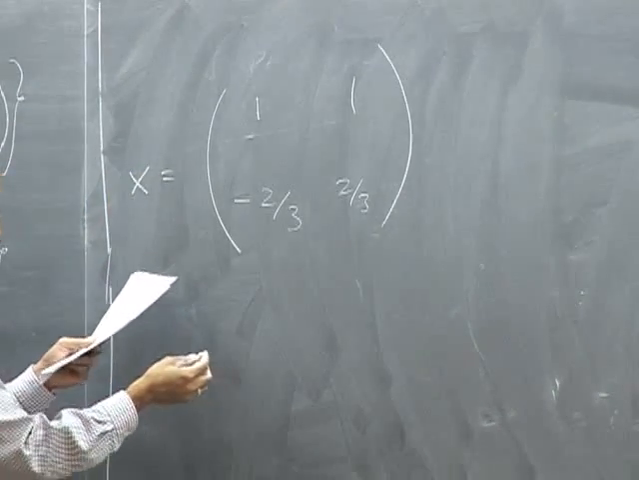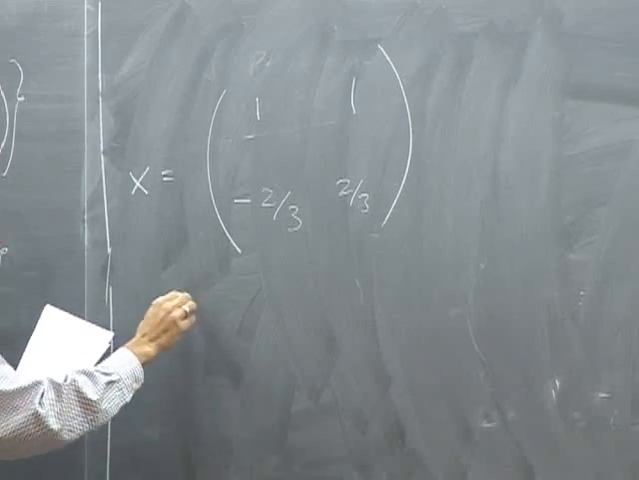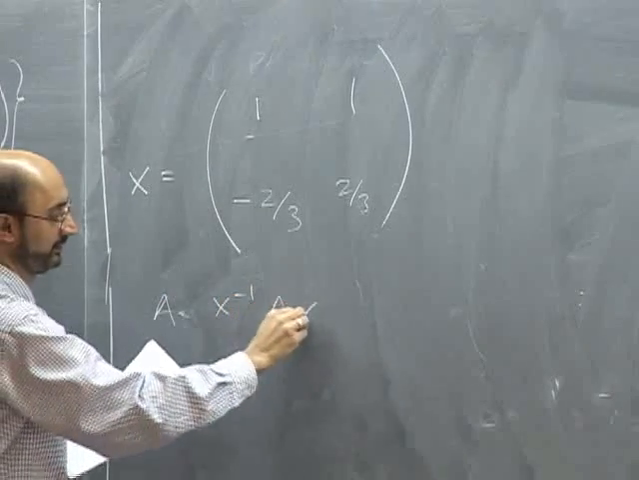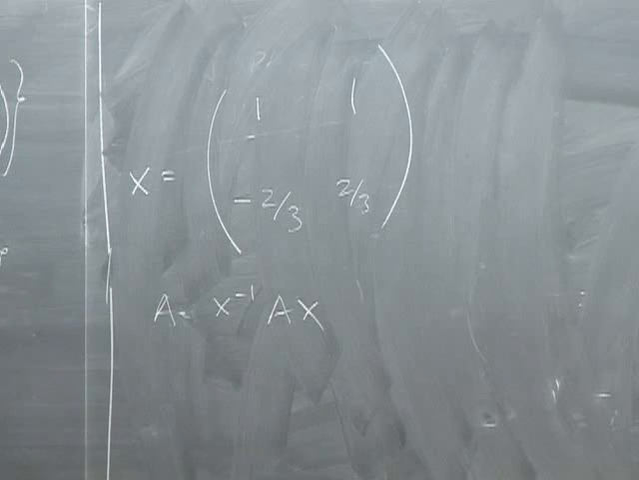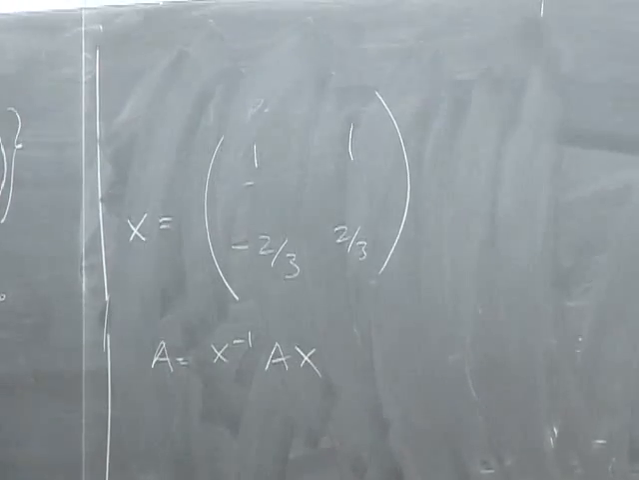So the diagonalization of A is going to be basically X inverse A X, where X is this. So if you just wrote that, that's the answer. You don't really need to sit there and compute the inverse, but you felt like doing it.